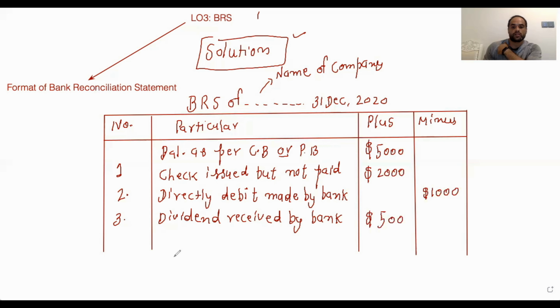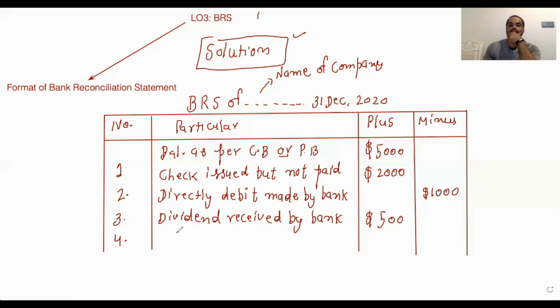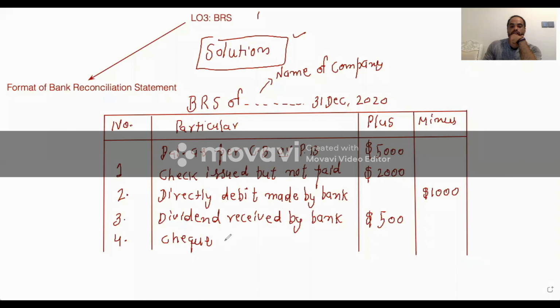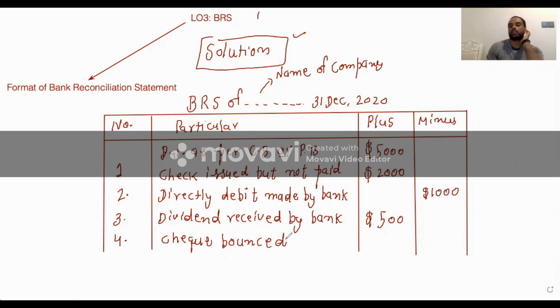All right. Next is, for example, check bounced. Check bounce means, for example, $100, plus or minus $100.